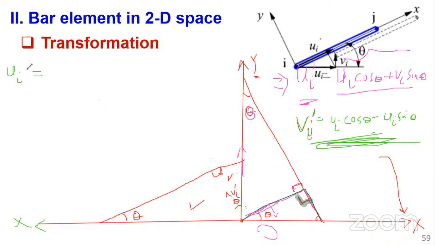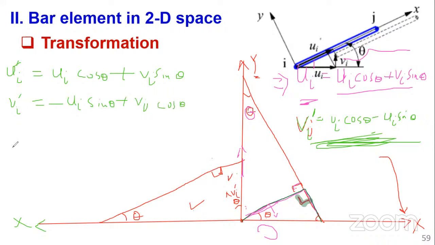Ui prime is equal to ui cos theta plus vi sin theta. And then vi prime is equal to, now I can rearrange that. I start with the u. So this is negative ui sin theta plus vi cos theta.